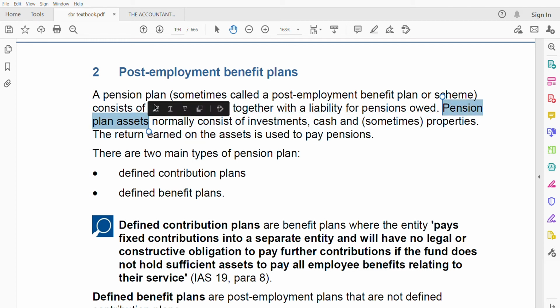Pension plan assets. What does it consist of? Investments, cash, sometimes properties, like how normally other assets are, right? So for pension also we have this investment, cash, properties. The return earned on the assets is used to pay pension.